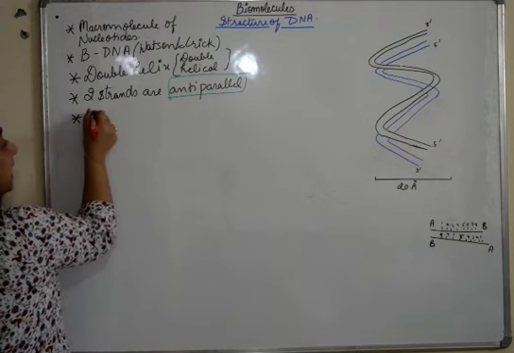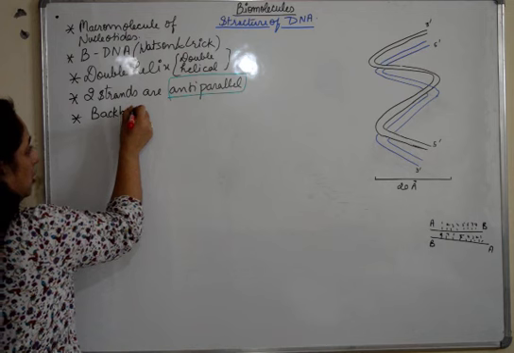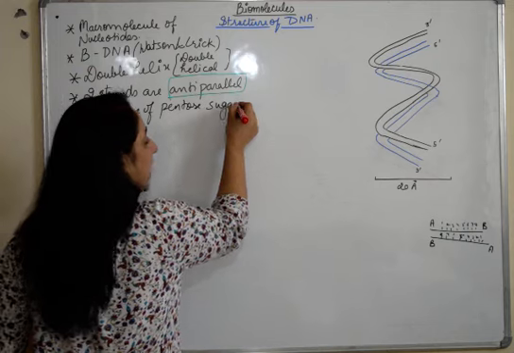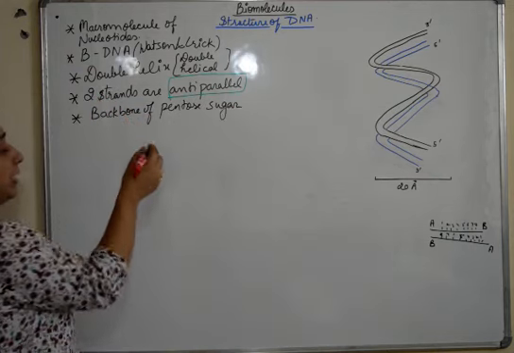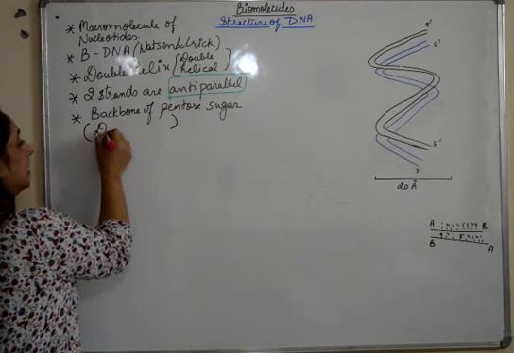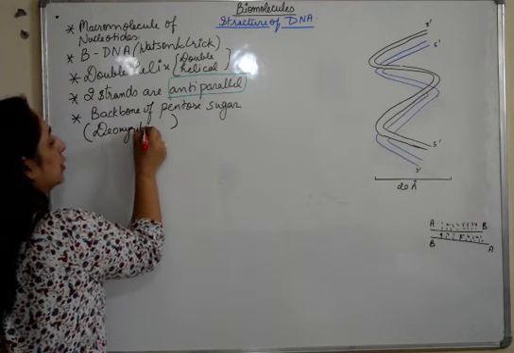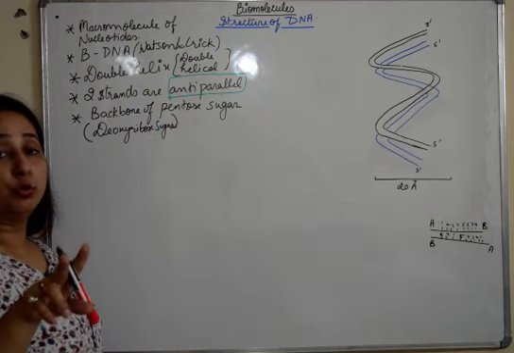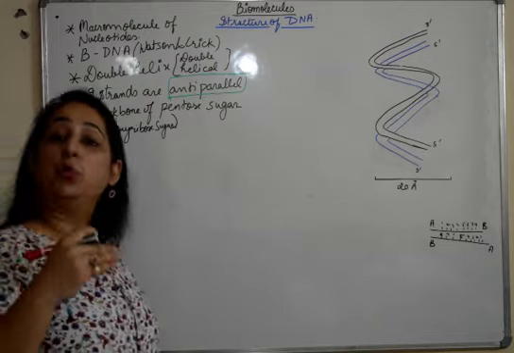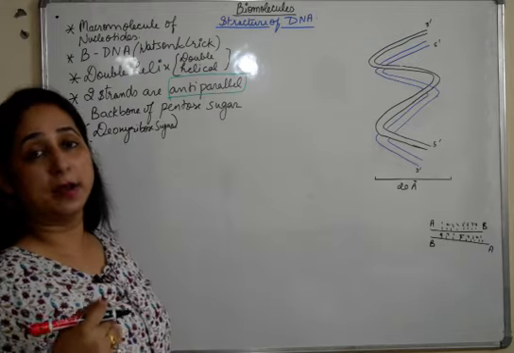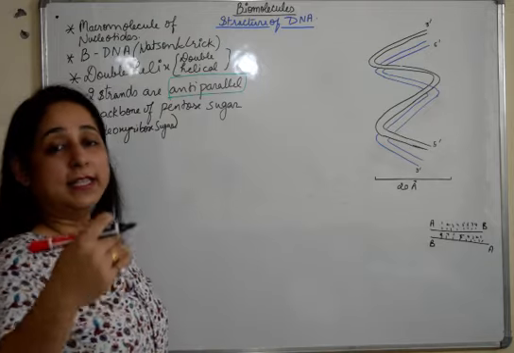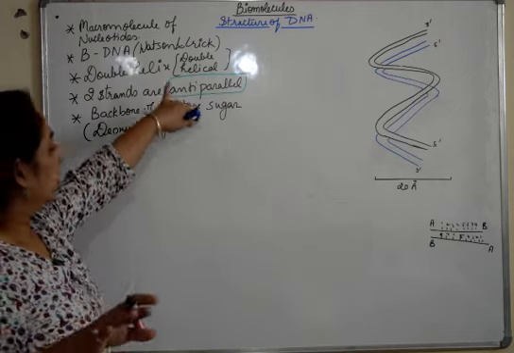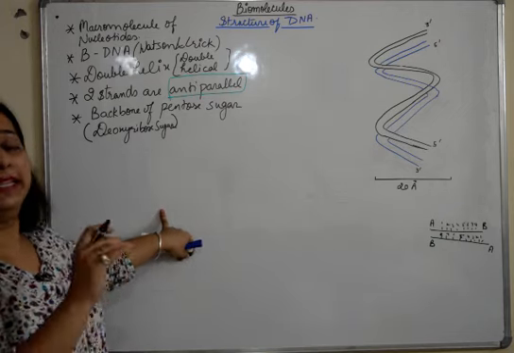Next, they have a backbone of pentose sugar, and it is deoxyribonucleic acid. So the name of the pentose sugar is deoxyribose sugar. When we were discussing nucleotides, we discussed that there are two pentose sugars, ribose and deoxyribose. Ribose is in RNAs, and the backbone of DNA is made up of deoxyribose sugar. So it has a backbone of pentose sugar. I'll tell you how. We are just jotting down the pointers first, then we'll make the diagram.